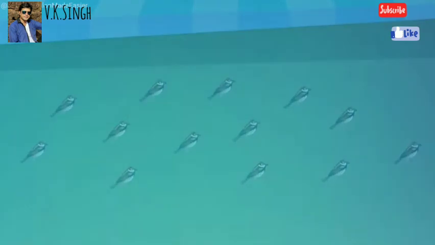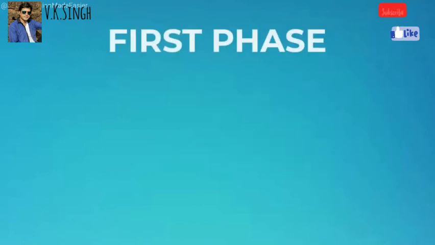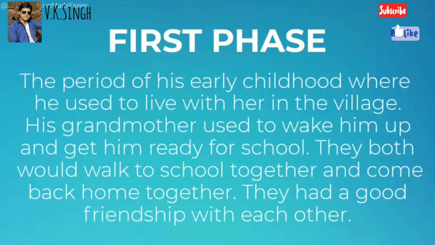So we see that in this chapter, 3 phases of the author's relationship with his grandmother are explained. The first phase was the period of his early childhood when he used to live with her in the village. His grandmother used to wake him up, get him ready, and they both would go to school together and come back home together. They had a good friendship with each other.